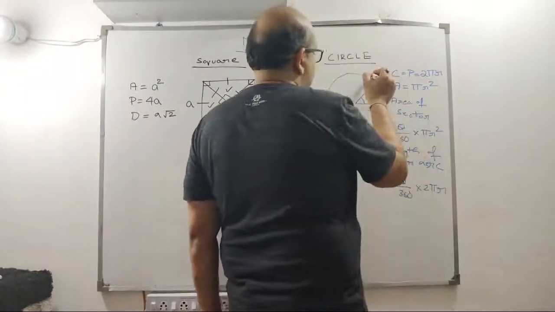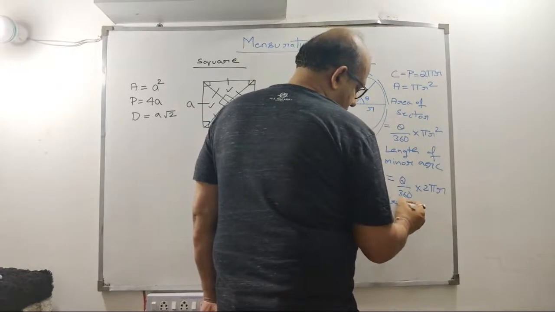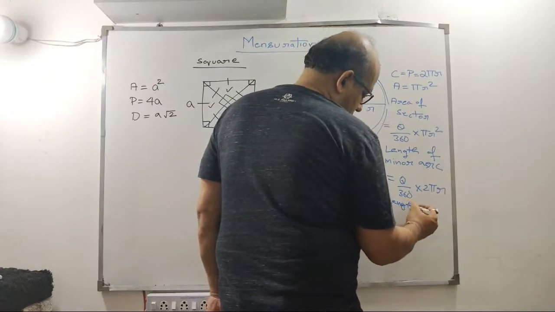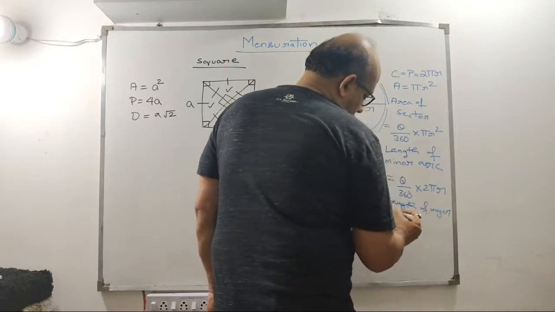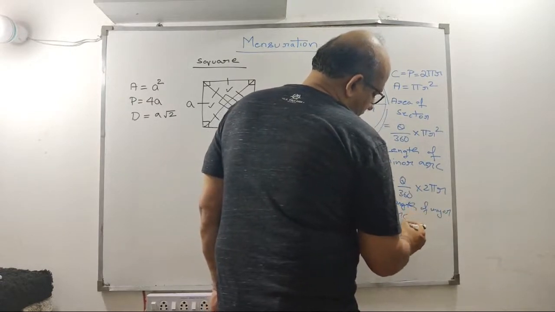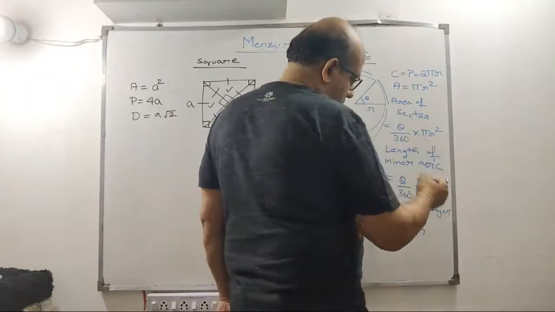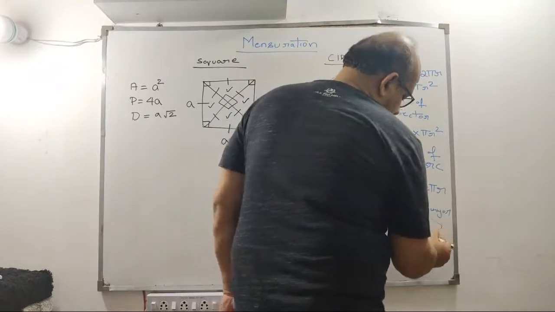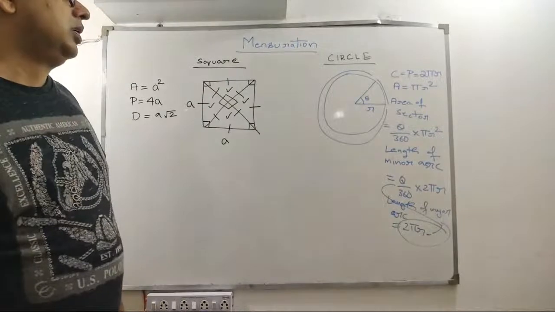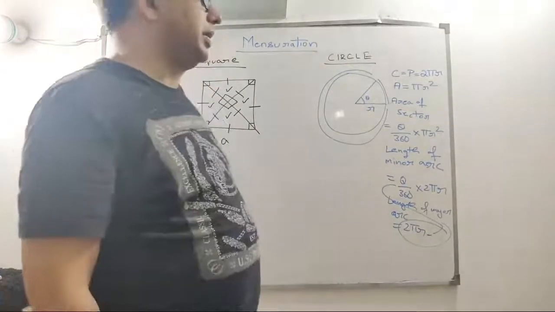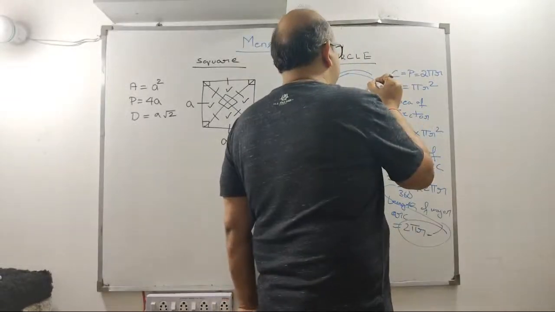Length of major arc can be calculated by 2 pi r minus the length of minor arc. तो अगर आपको लेंथ ऑफ मेजर आर्क निकालना है तो आप 2 pi r माइनस लेंथ ऑफ माइनर आर्क कर सकते हैं.